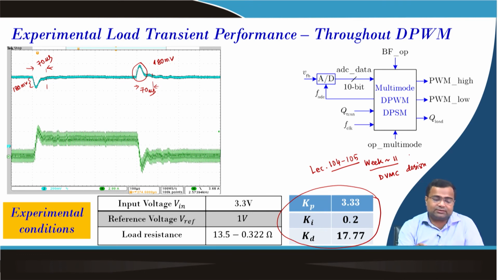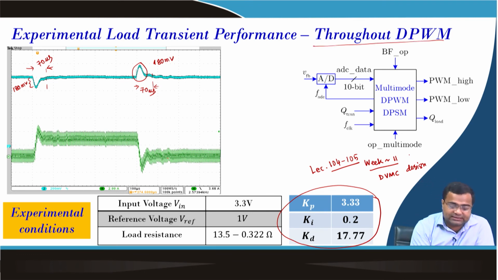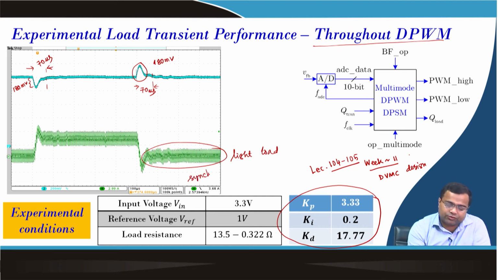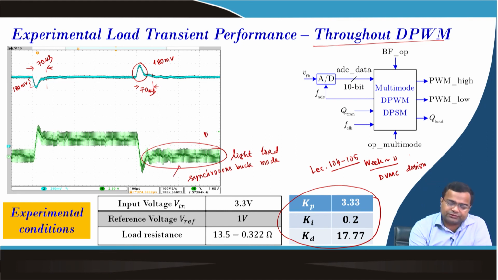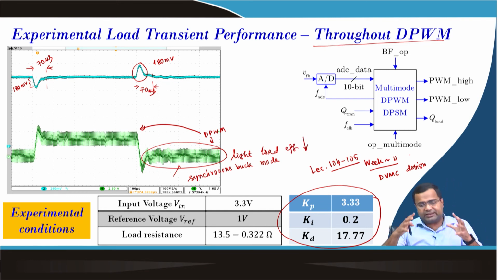Now, this is when you are operating throughout DPWM, and you can see this is under very light load, but under light load we are still operating in synchronous buck mode. As a result, your losses will be very high because the switching frequency is very high under PWM. So, this is your DPWM for both these cases. Here the light load efficiency will be penalized, it will degrade because the switching frequency is high, driver loss will be high, and you are unnecessarily burning power.